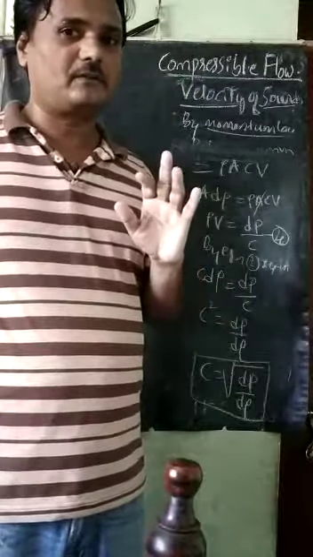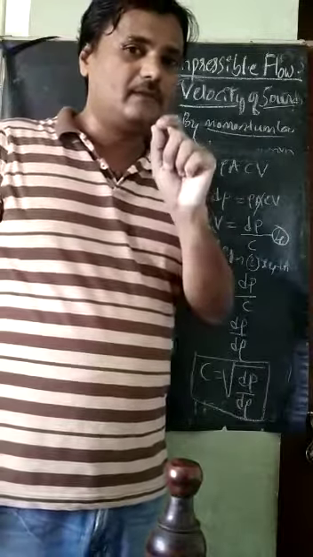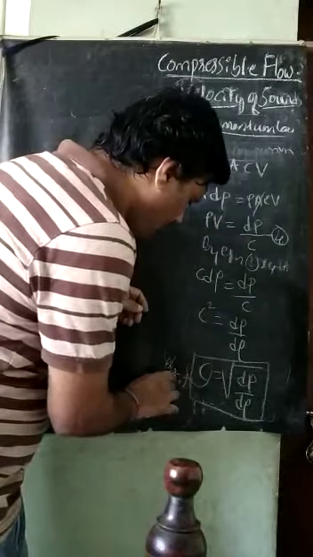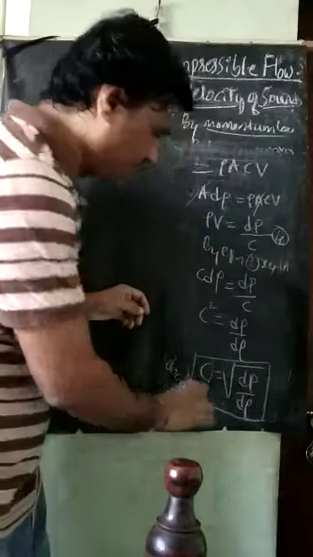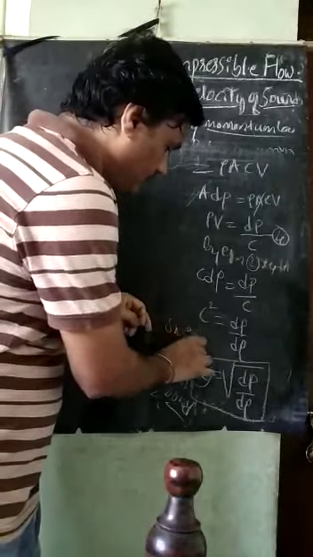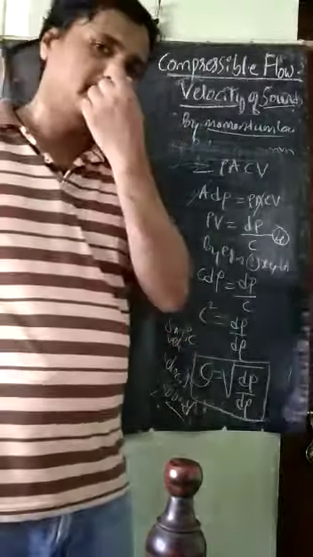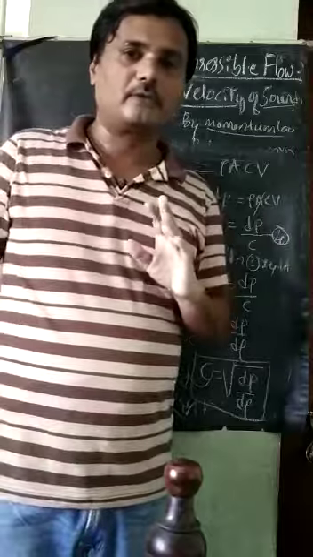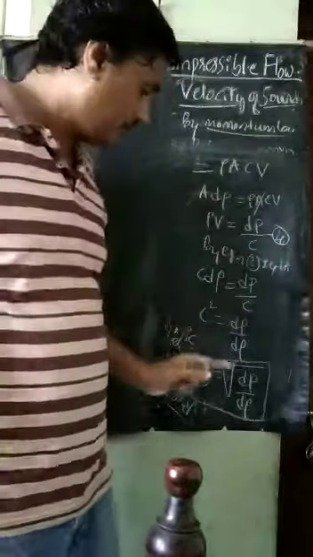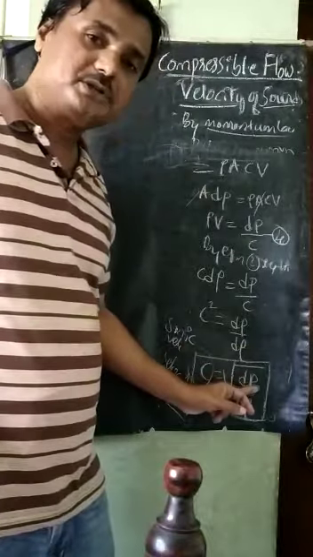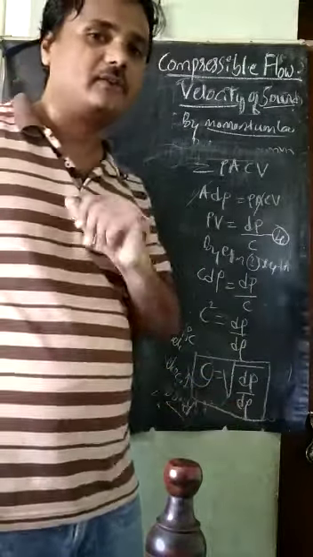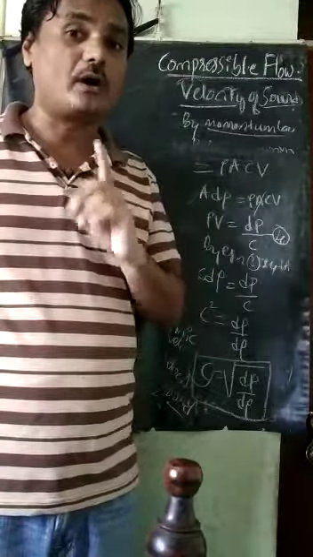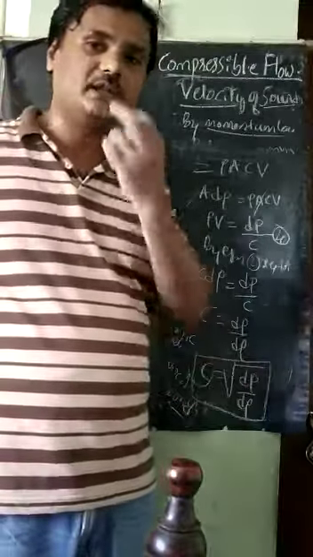This is the relation for C, where C is a disturbance or a pressure wave. It is the velocity of sound. This C is the velocity of sound, sometimes called the sonic velocity. It is not for a particular process, but generally it is the square root of the change of pressure to the change of density. Means the velocity of sound depends on the square root of the ratio of change of pressure to the change of density.